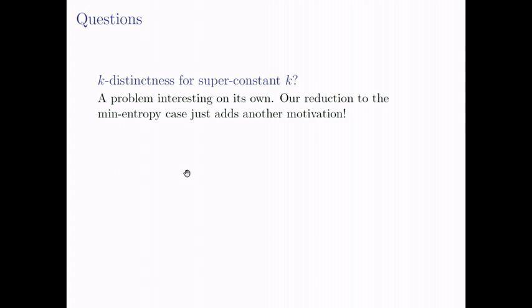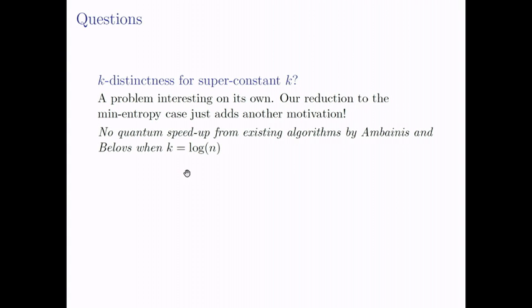The first one is we show the reduction from the mean entropy estimation case to the log n distinctness problem. And if you investigate the current quantum algorithm by Ambainis and Belovs, put in this k equals log n, then you see all of their algorithms don't give you any quantum speedup. But there's no lower bound for that case either. So you don't know what the real case is.